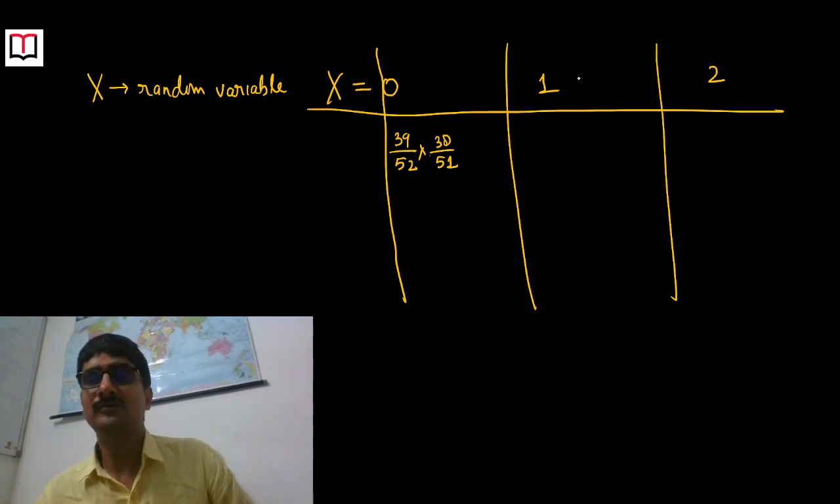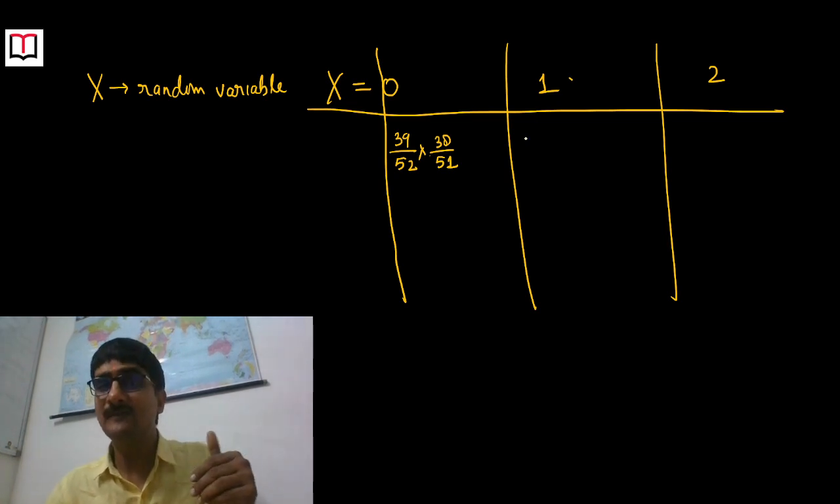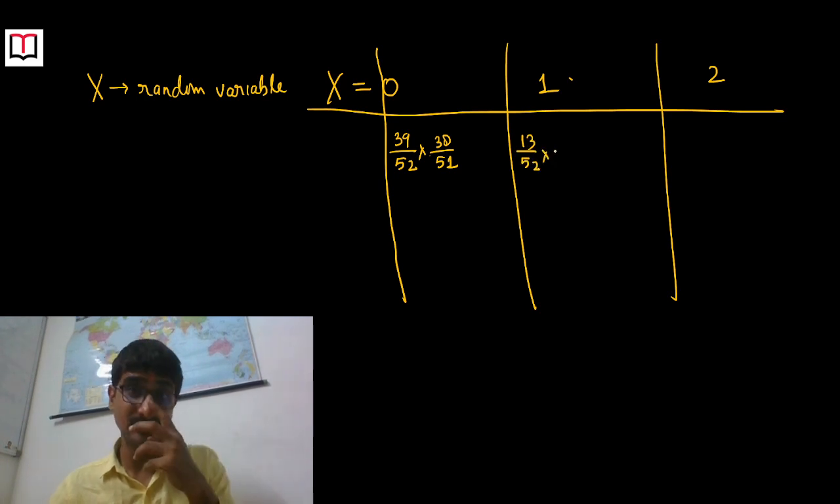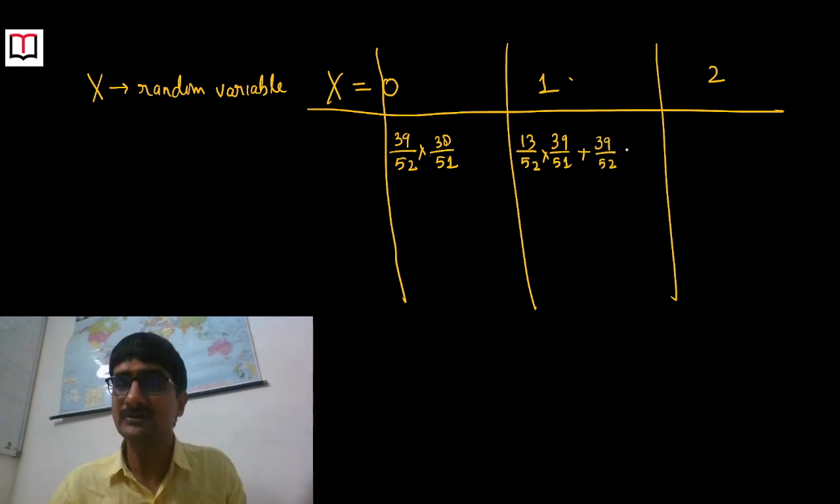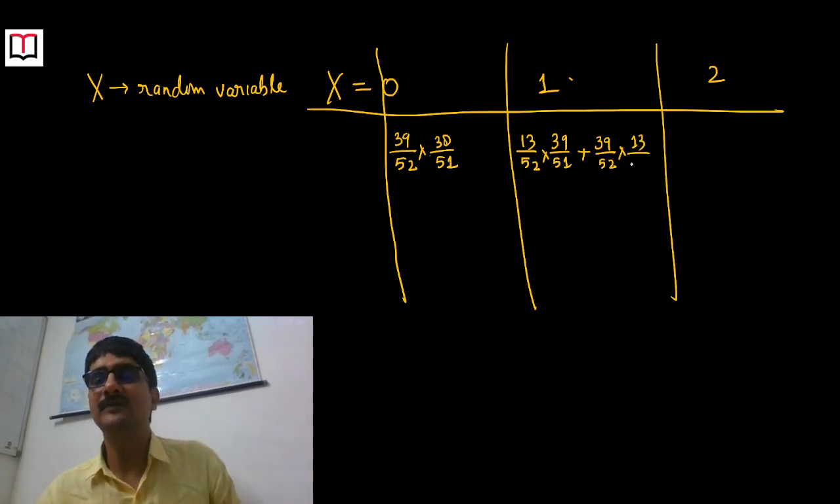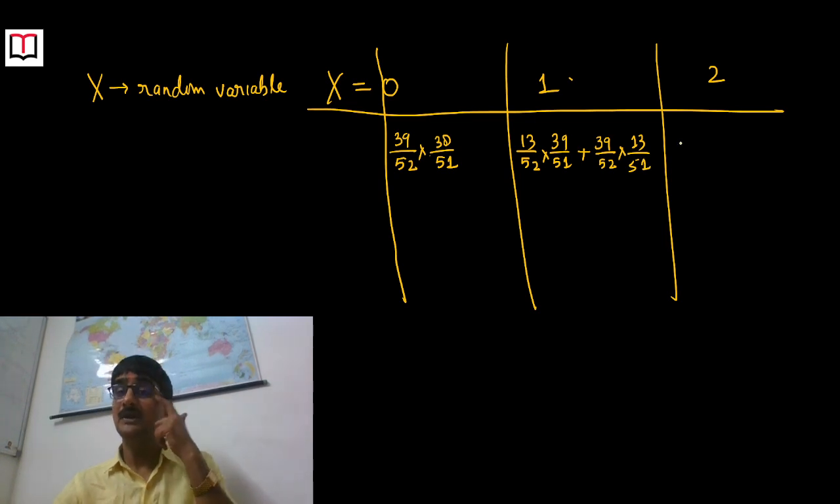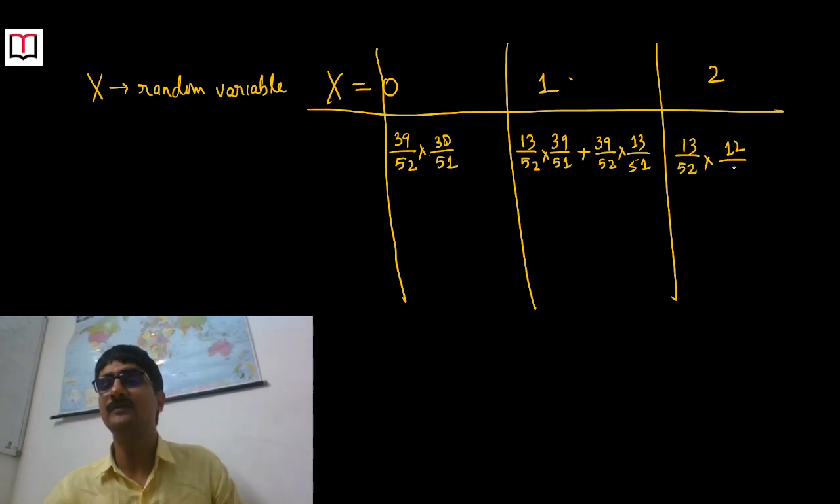Now to get one spade, there are two ways. You get the first card as a spade card, so 13 by 52, and the second one is a non-spade card. How many non-spade cards? 39 out of 51. Or you first get a non-spade card, 39 by 52, and then you get a spade card, 13 by 51. So it's two times that actually. And for both spade cards, it's simply 13 by 52, and then you are left with 12 spade cards out of 51, and that's it.